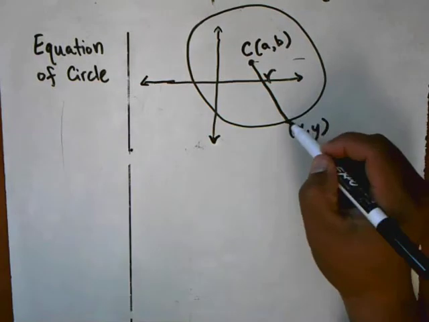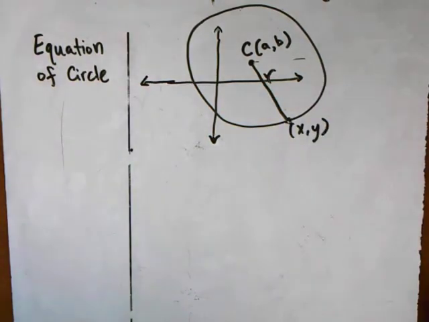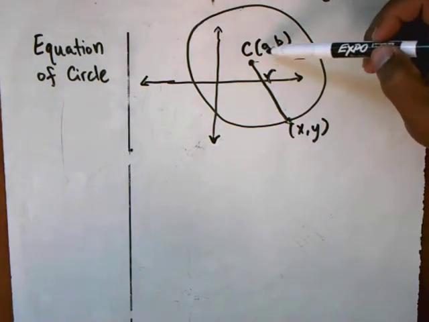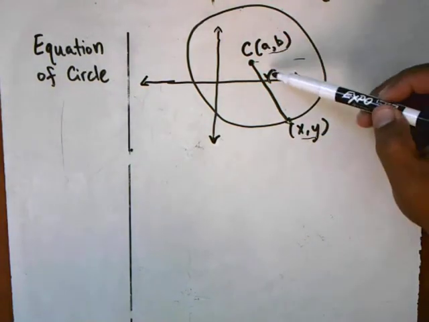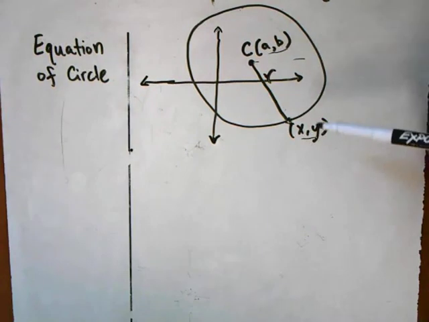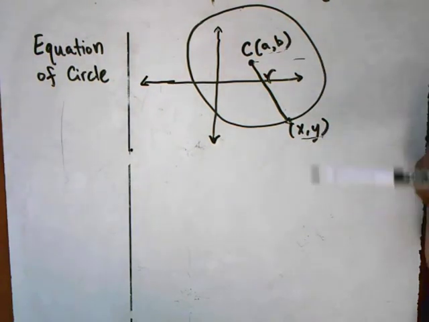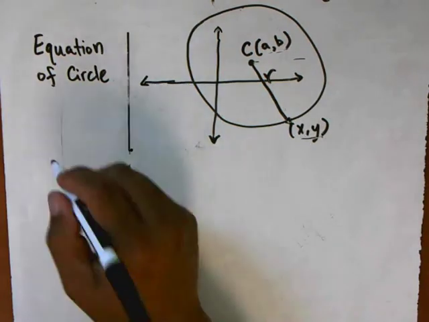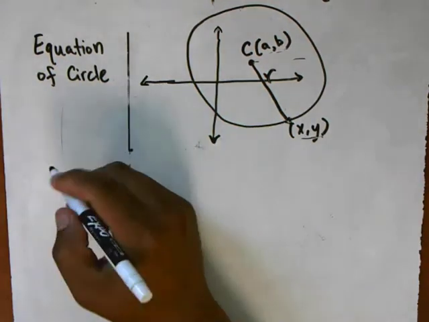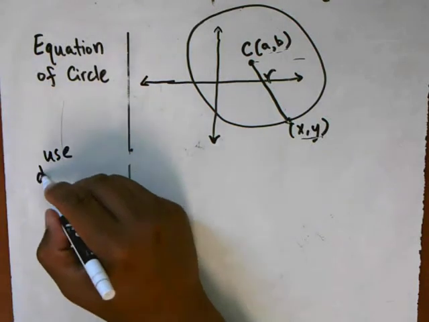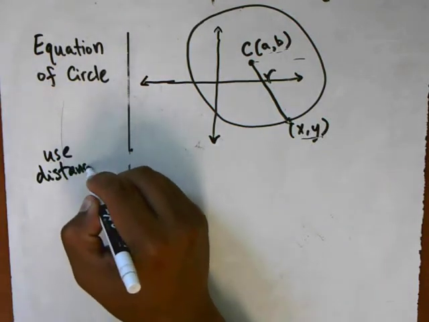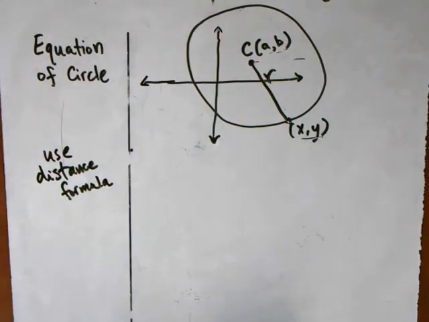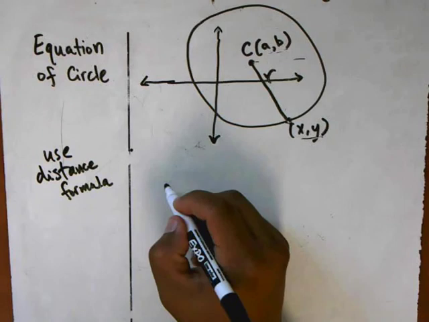So let's name this point x, y. One thing that I do know for sure about it is that the distance between (a, b) and (x, y) is r. I'll say that one more time: the distance between (a, b) and (x, y) is r. So if you remember our distance formula, I'm going to make a note on the side here that we're just using the distance formula. And we know that the distance in this case is equal to r.